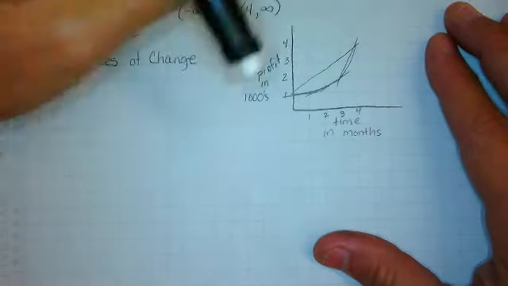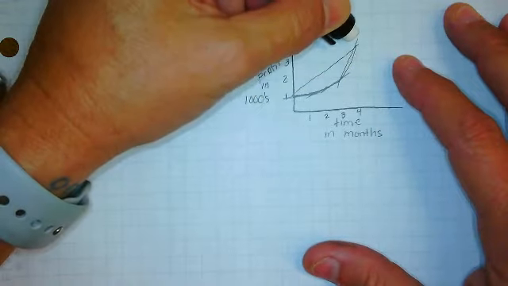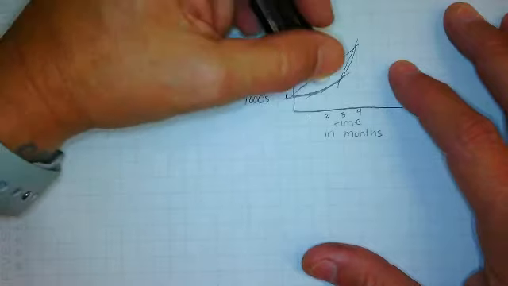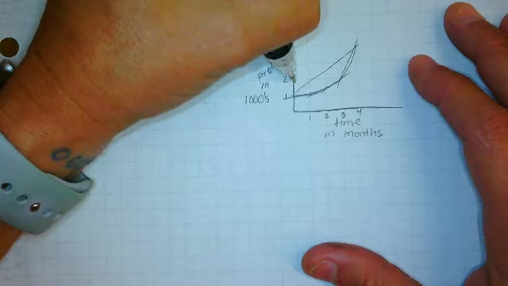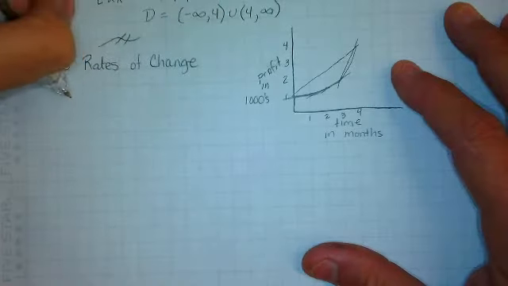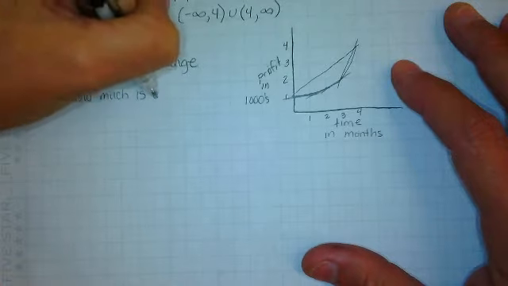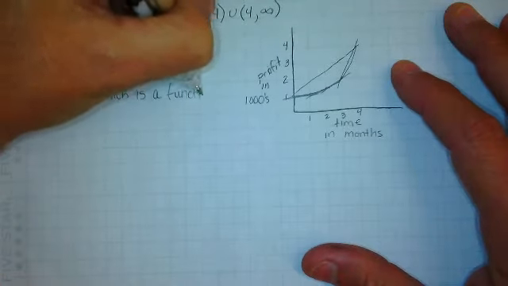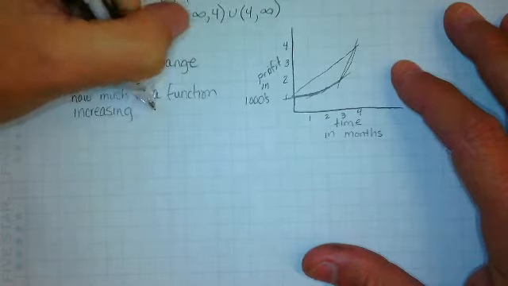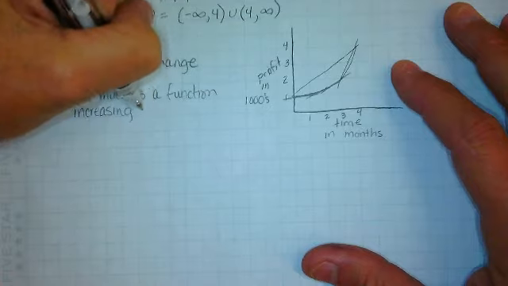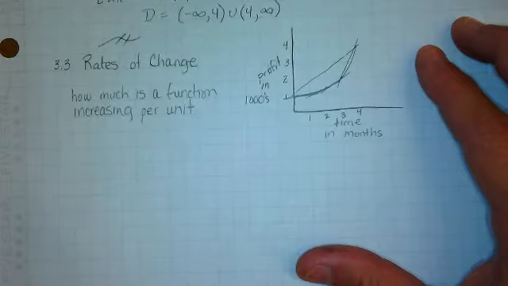I also could have found out the overall rate of change, which would not be indicative of how fast this product is making profit currently. So rates of change are just basically how much is something going up over a period of time. How much is a function increasing per, you can say, unit.